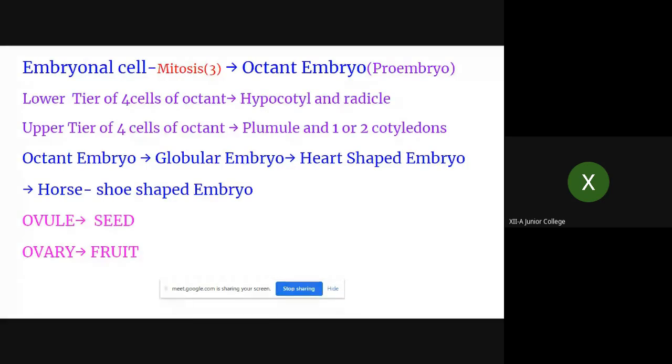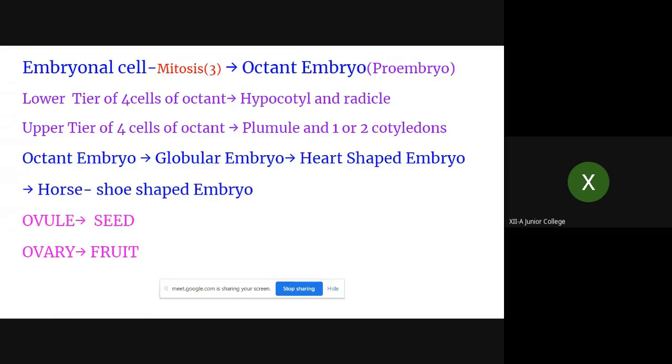Now listen. Here, up to the octant stage of the embryo, that is the pro-embryonal development, in the case of dicot as well as monocot, is similar. In the later stages, little developmental changes take place in monocot and dicot. In the case of monocot, only 1 cotyledon is developed. In the case of dicot, 2 cotyledons are developed. Okay, so you remember this now. Up to the octant embryo, that is the pro-embryo development, it is the same in mono as well as dicot.